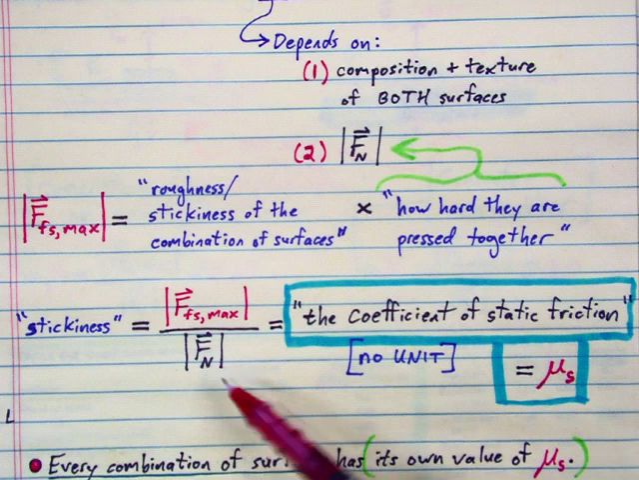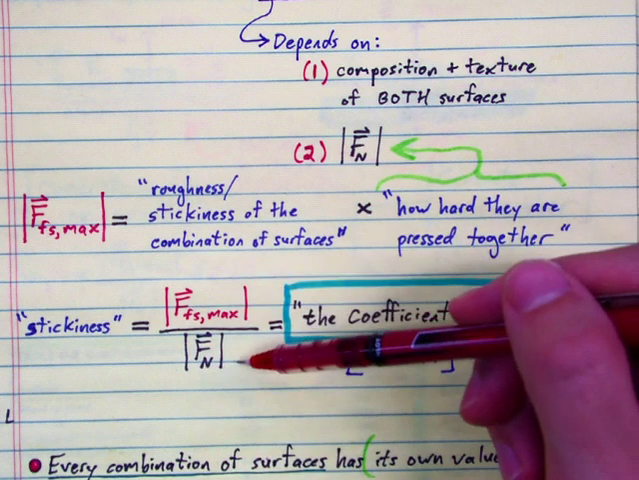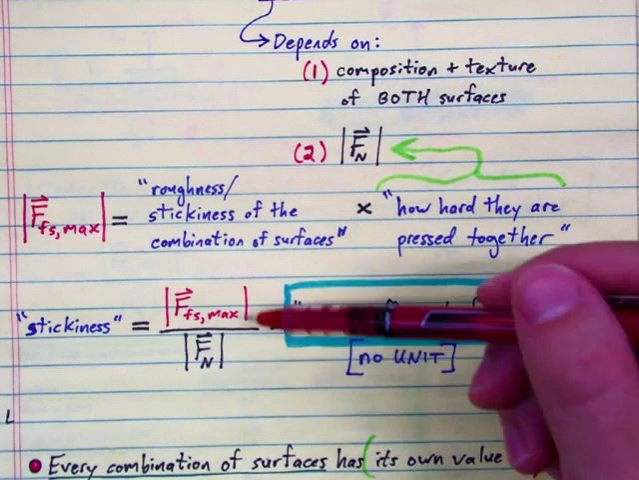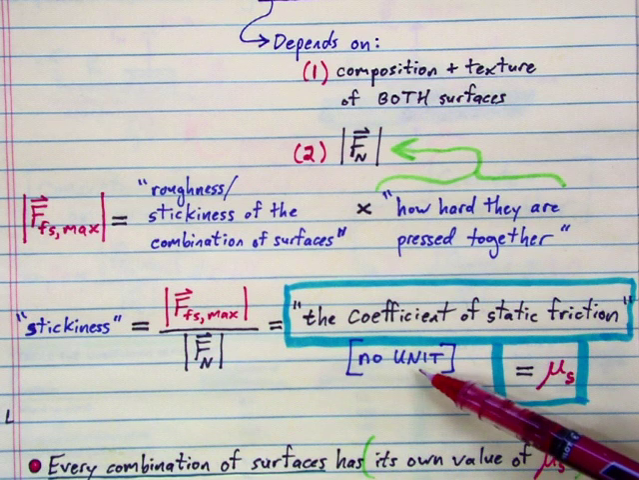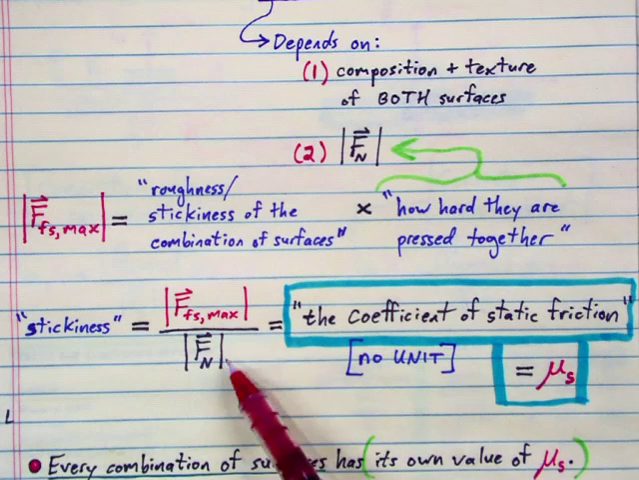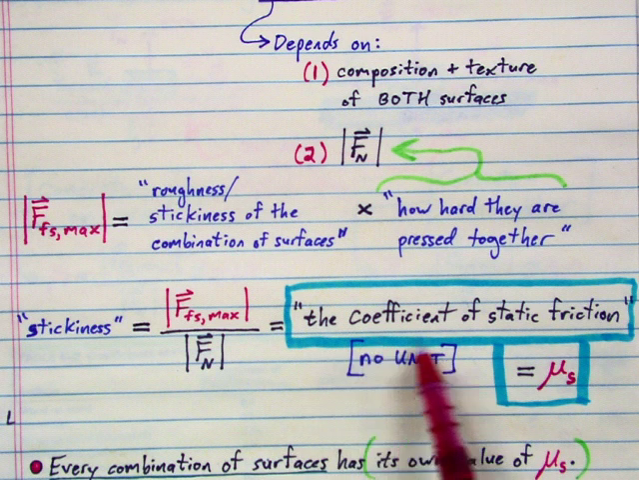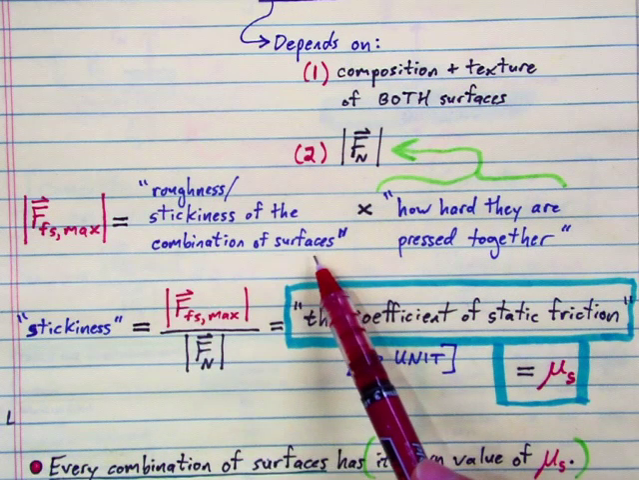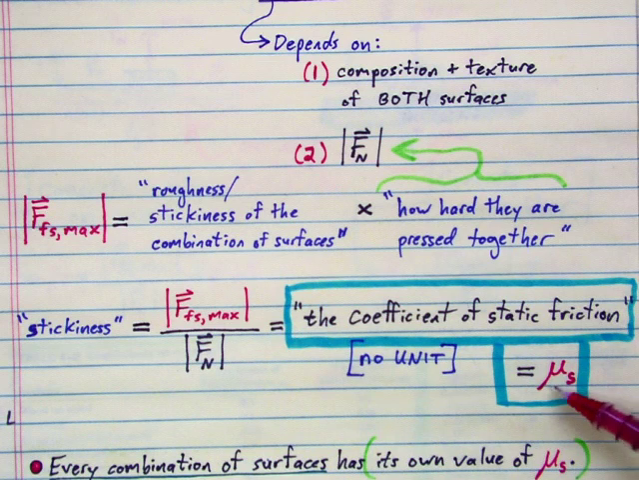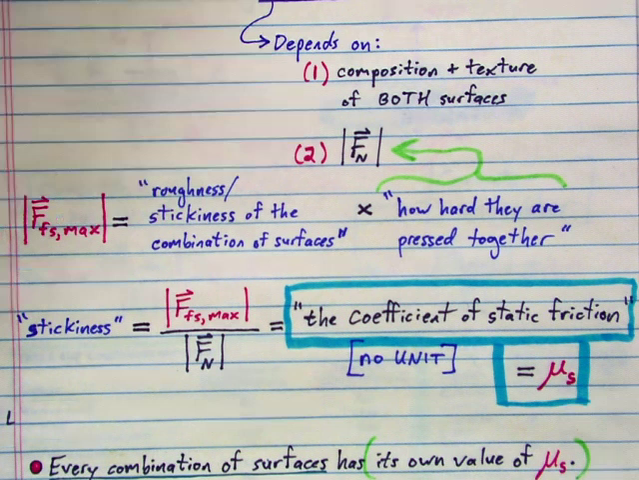This ratio has units of newtons over newtons, which cancel out, so the ratio has no units and no dimensions. This ratio is just a number. And we call this ratio, this number, the coefficient of static friction for a given combination of surfaces. And for short, we represent it by the Greek letter mu, with a subscript s for static.